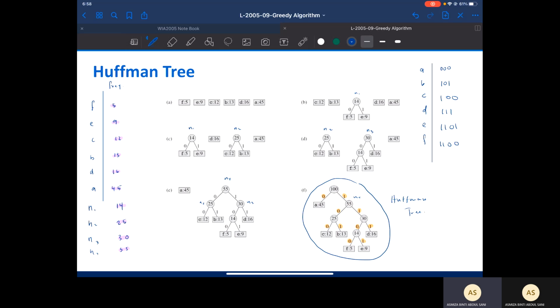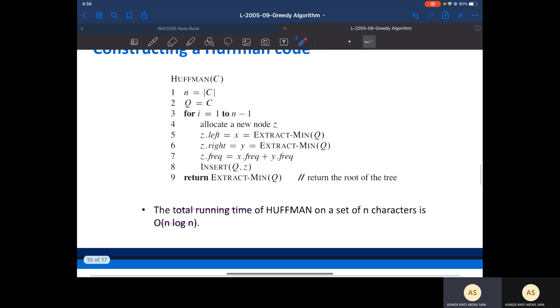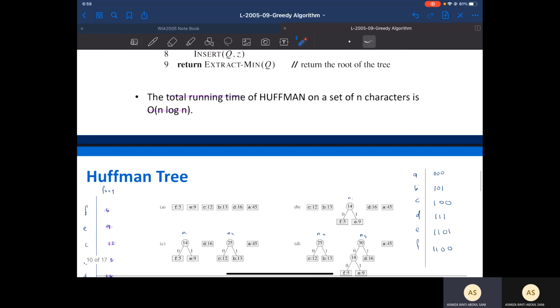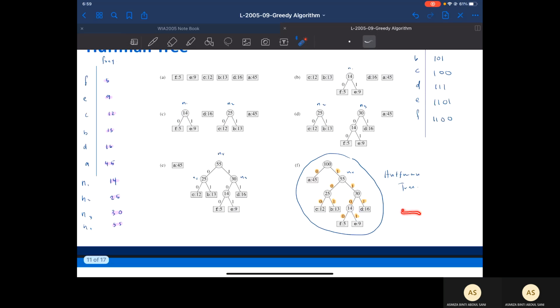Okay, so these are your variable length code words. If you see here, this is the code that we get from this Huffman tree. Please bear in mind that there are multiple ways that your Huffman tree could look. You may have your tree encoded in a different way.